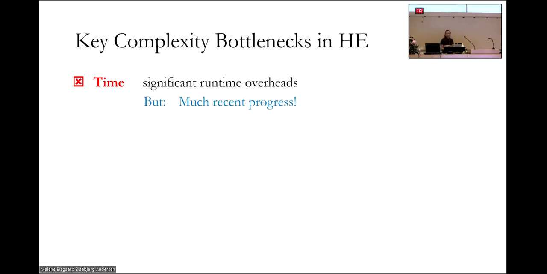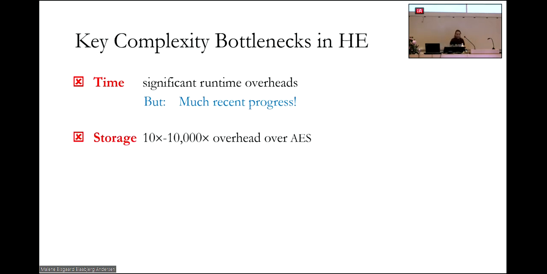Homomorphic encryption has two bottlenecks. One is time complexity, with significant overheads. But there is a lot of progress in recent years to make homomorphic encryption usable. There is work on dedicated hardware accelerators, libraries become more and more efficient, and there are concrete solutions for ML, for example, algorithms that take reasonable time over encrypted data.